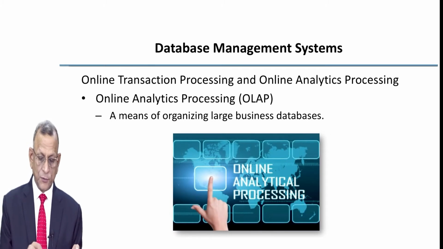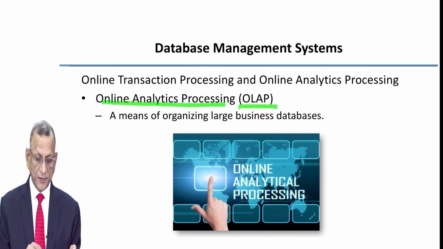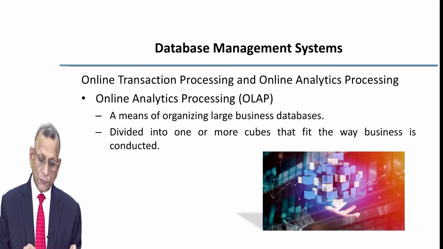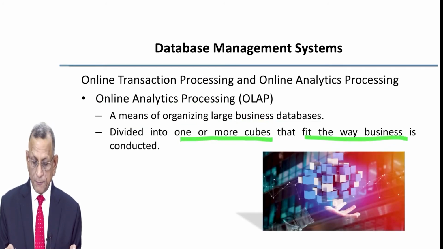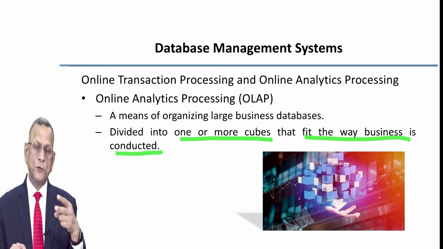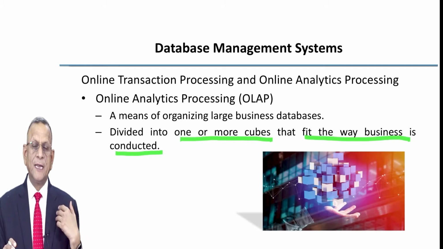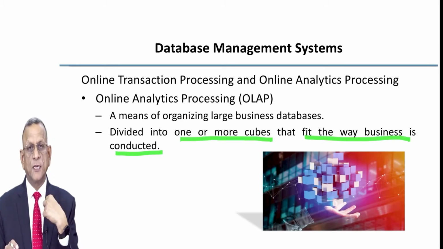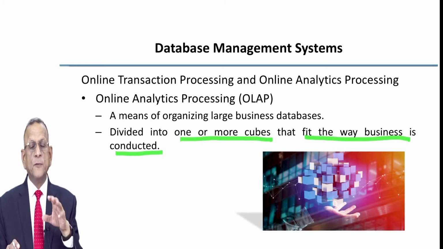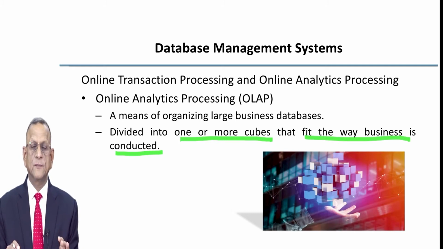What is this now? OLAP. This is something known as online analytical processing, a means of organizing large business data divided into one or more cubes that fit the way business is conducted. What is this cube? Okay, I have sales data of 2 products. Assuming that my company is producing only 2 products, shirts and trousers, I have sales figures of shirts and trousers of the entire country.